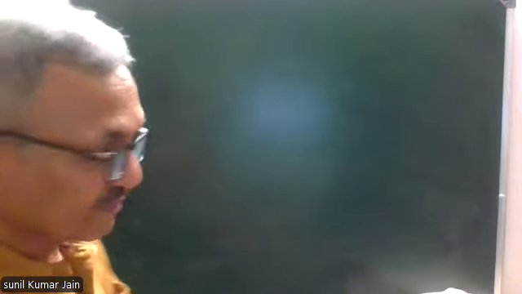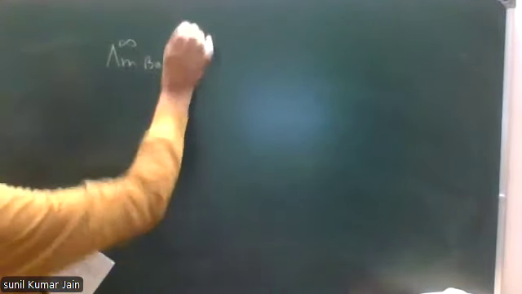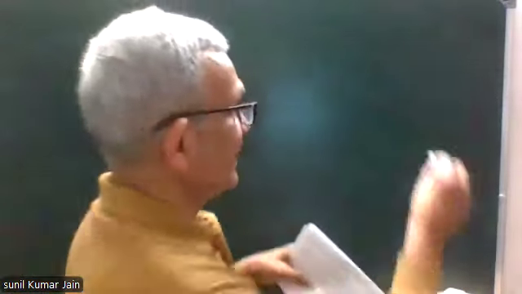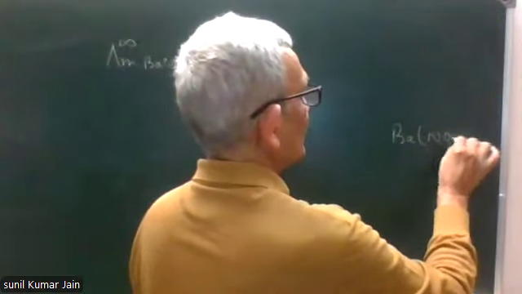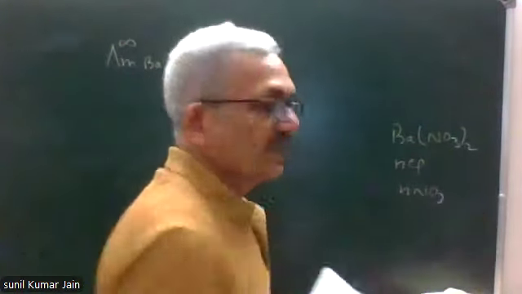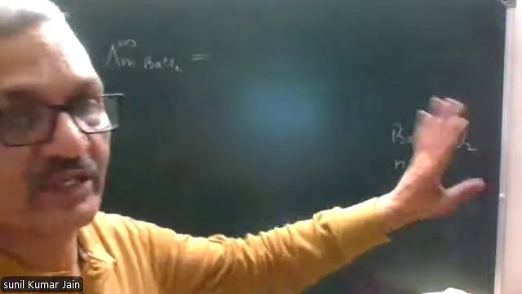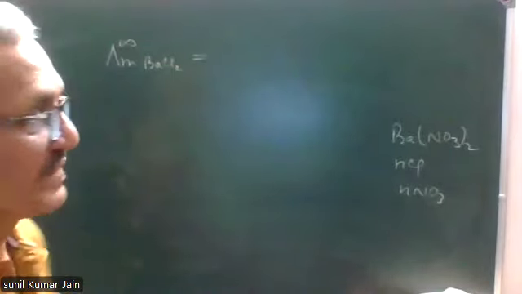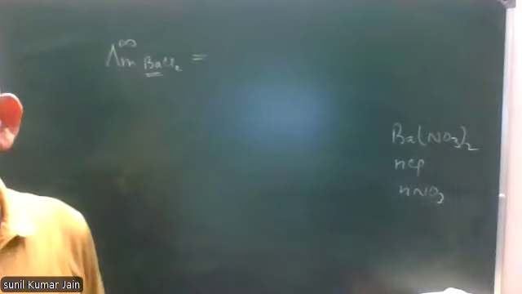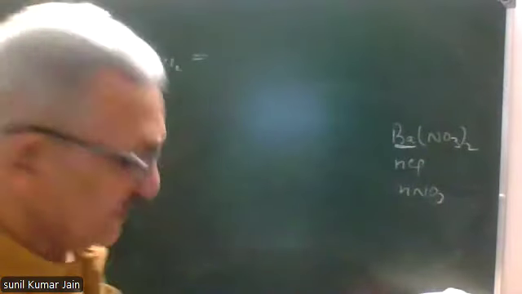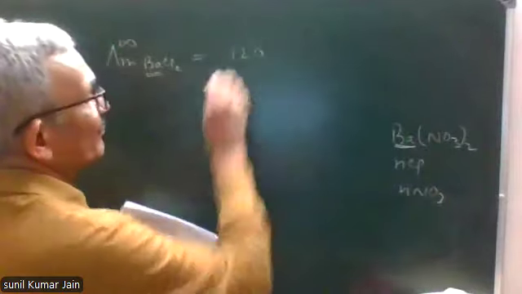Calculate lambda m infinity of barium chloride. If lambda m infinity of barium nitrate, HCl and HNO3, these three strong electrolytes, are given, we have to calculate lambda m infinity of barium chloride, which is a weak electrolyte. See, I want the value of one barium ion. For one barium ion, I'll use the first value, that is for barium nitrate. And the value for barium nitrate is 120.